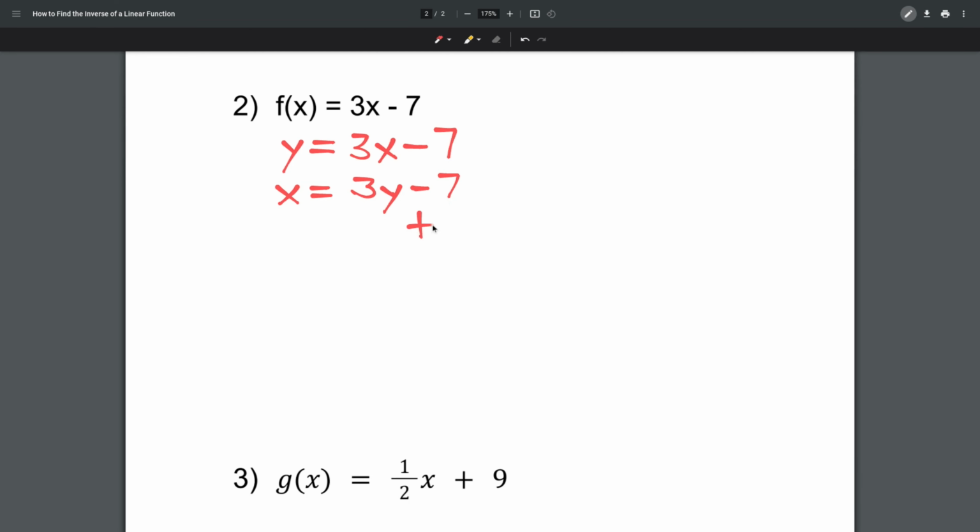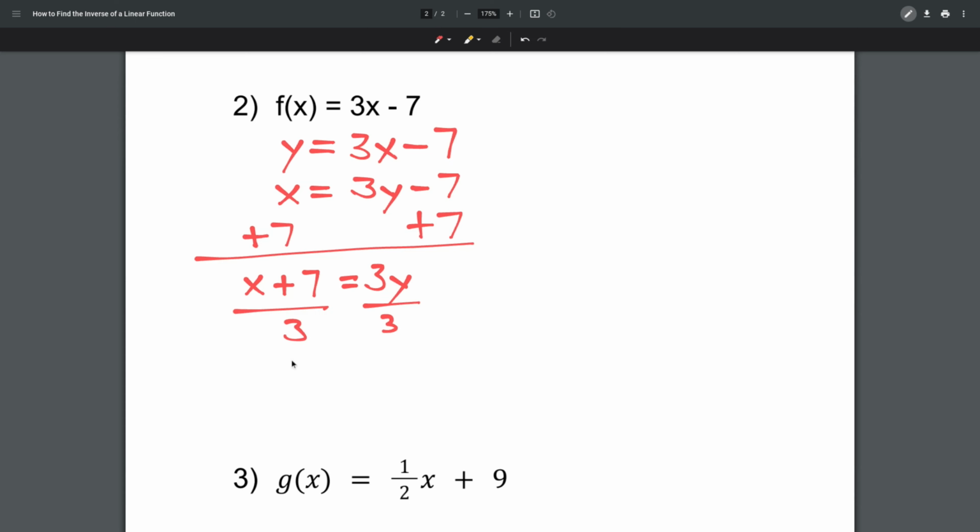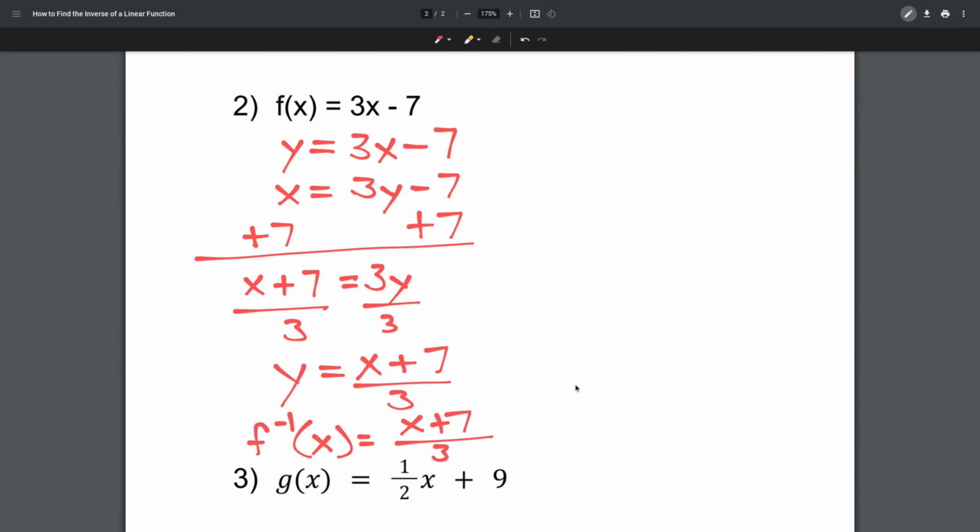Okay, so now we're going to add 7 to both sides. So we're solving for y. So we got x plus 7 equals 3y. We're going to divide both sides by 3. And if I move y to the left, I've got y equals x plus 7 divided by 3. And I want to write my inverse function notation, so I'm going to write the inverse function of f of x like this. That equals x plus 7 divided by 3. Okay, and that's it for that one.